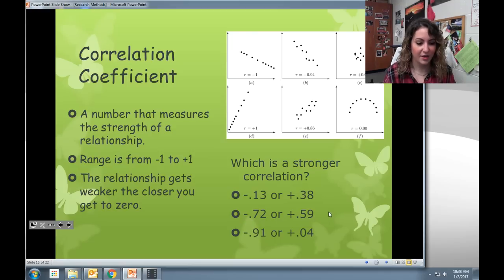For the next one down, we have -0.72 or +0.59. It's going to be -0.72 because it's closer to -1. And for the third one, we have -0.91 or +0.04. Definitely it's going to be the -0.91 because that's really close to -1, and 0.04 is so close to 0 that it's barely even correlated at all.